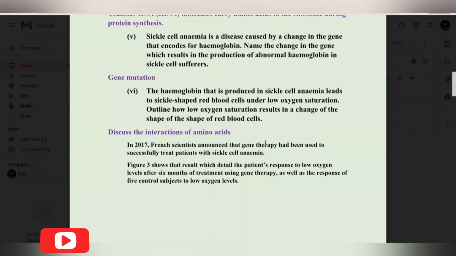Part 6, the hemoglobin that is produced in sickle cell anemia leads to sickle-shaped red blood cells under low oxygen saturation. Outline how low oxygen saturation results in a change of the shape of the red blood cells.